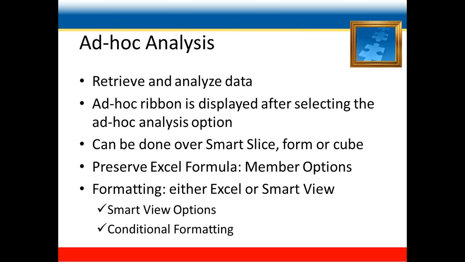Then we can have some formatting options enabled for ad hoc analysis. We can use either Excel or SmartView to handle the formatting. If we want SmartView to handle the formatting, then we need to explore the SmartView options that we are provided in the SmartView ribbon. And if you want to use Excel, then we can discard the SmartView options for formatting, and we can use some Excel formatting options such as conditional formatting. So this will enable Excel to handle formatting.